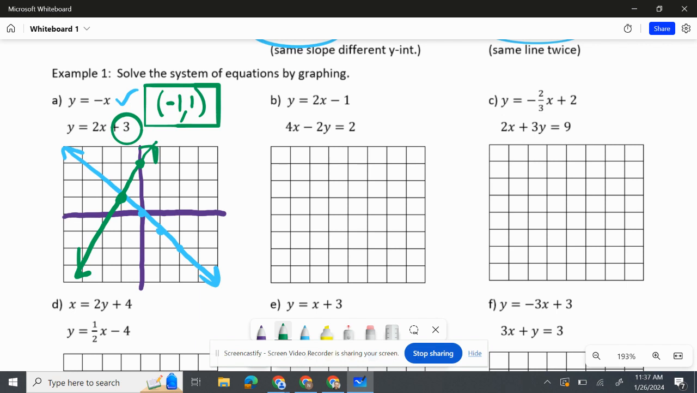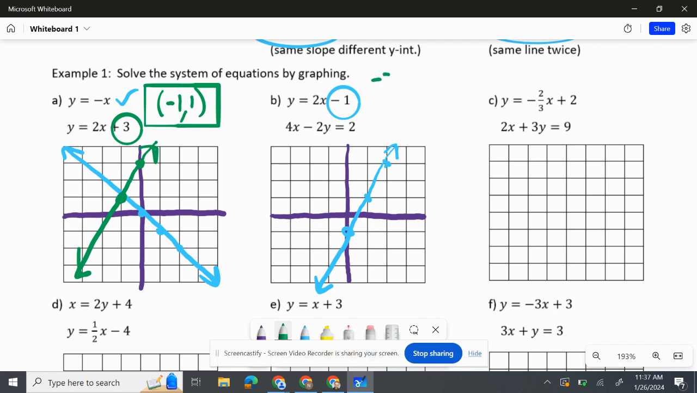Now for letter B, we're going to graph our y-intercept, and we see that our y-intercept is -1, so we plot a point at -1. Our slope is 2, so we go up 2 over 1, up 2 over 1, and that right there gives us our first equation.